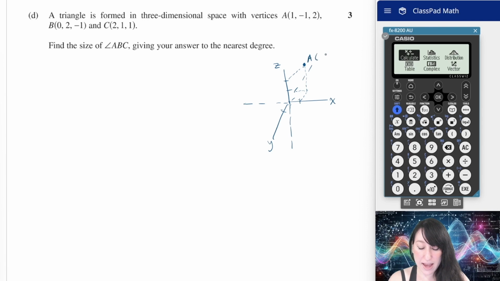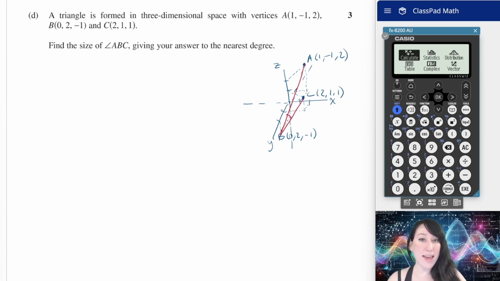So this would be A at 1, -1, 2. This would be B at 0, 2, -1. And this would be C at 2, 1, 1. We want the angle ABC to the nearest degree. We know we can find the angle between two vectors using the dot product. So let's set up vectors between some of these points.